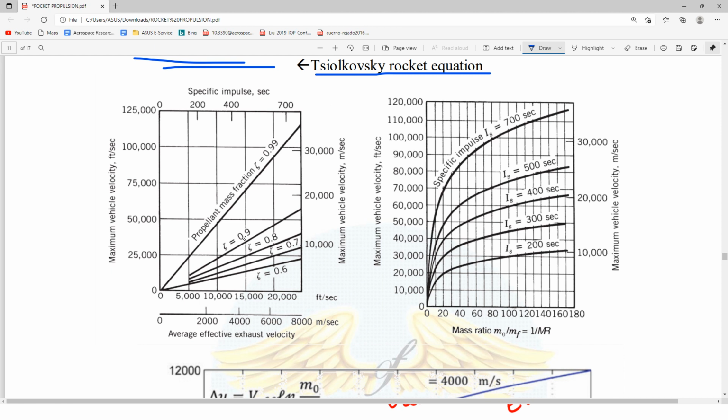Now what we can understand from here, first from a practical exam point of view, is that MR is MF by M naught. And what is propellant efficiency?